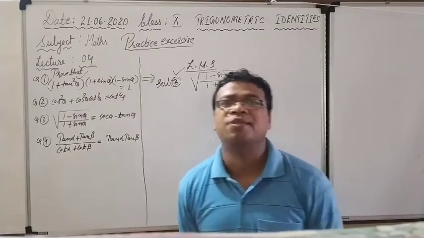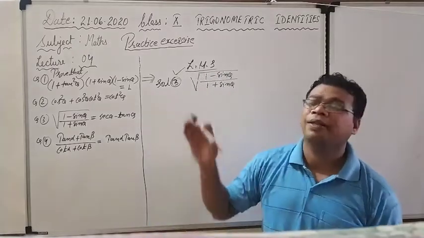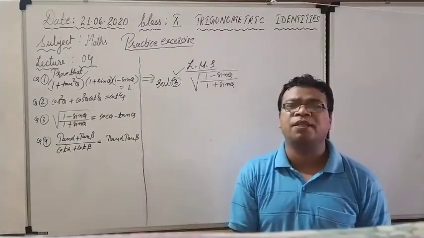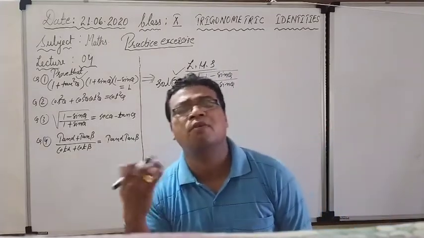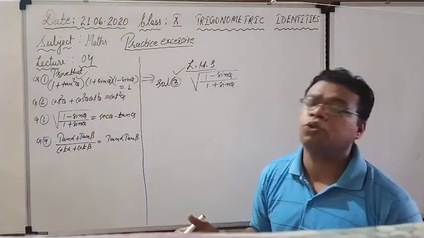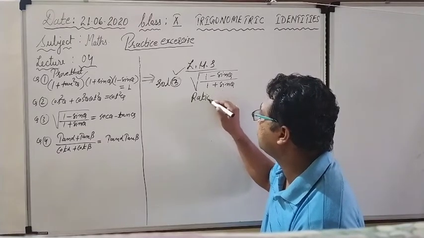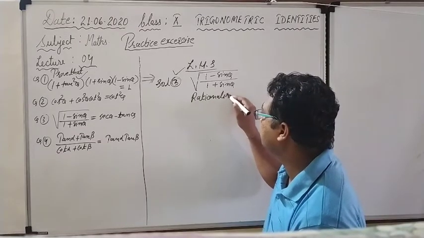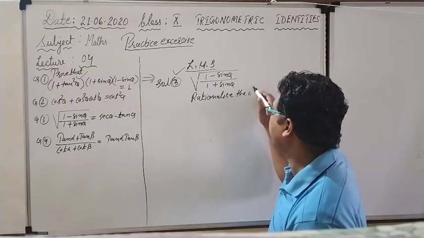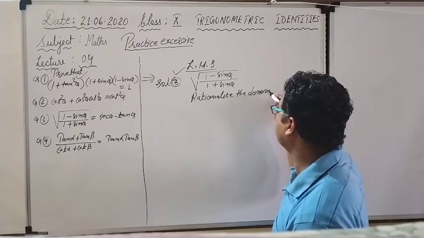What is there inside the square root is not the matter at all. Either it will be 1 plus cos theta, 1 plus sin theta, 1 plus sec theta, 1 plus cot theta, whatever trigonometric ratios are given to you, you always have to rationalize the denominator. So we have to do the same thing, rationalize the denominator.